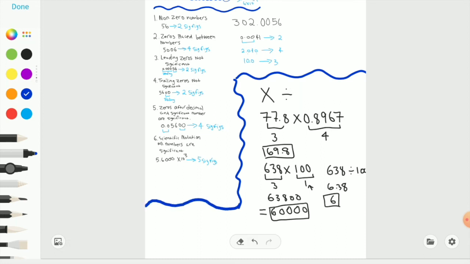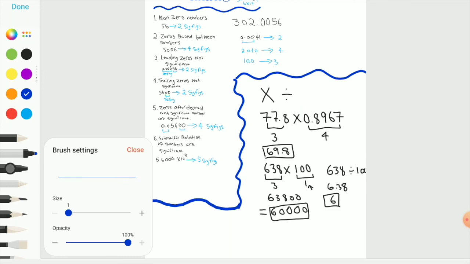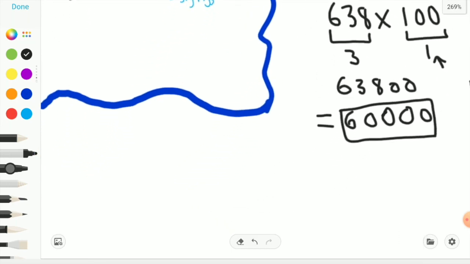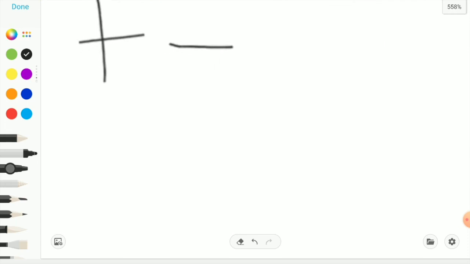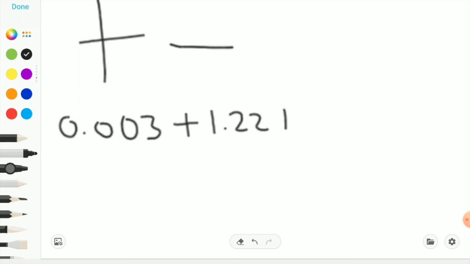Okay, when you're adding and subtracting, the rules are kind of different. An example is easier. Say you have 0.003 plus 1.224.